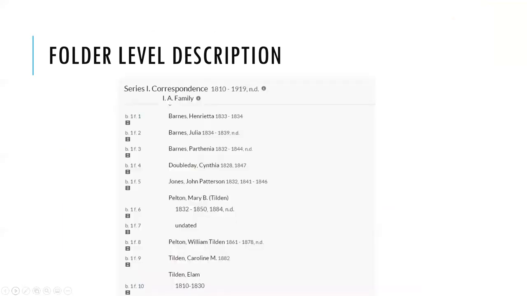Okay, so here would be an example of folder level description from the Tilden papers. So you can see here we have our series, we have our subseries, we have our box, so this is box 1, and then folder 1. And we know that correspondence between Tilden and Henrietta Barnes is in box 1, folder 1. We even have some nice dates. So really specific information about the contents of this particular record.